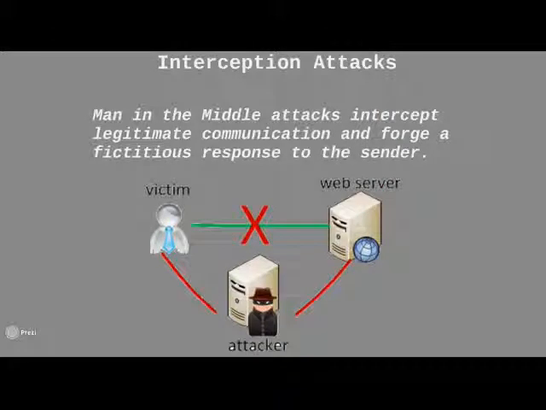There are interception attacks as well. The two main interception attacks are man-in-the-middle. A man-in-the-middle attack is intercepting legitimate communication, forging a fictitious response to the sender. Man-in-the-middle attacks can be conducted on networks. This type of attack makes it appear that two computers are communicating with each other when actually they are sending and receiving data with a computer between them, or a man in the middle.